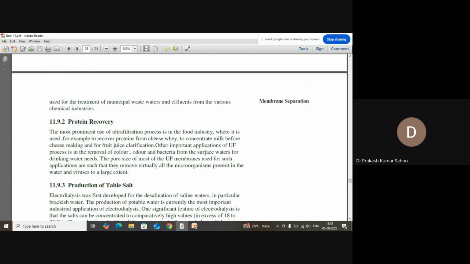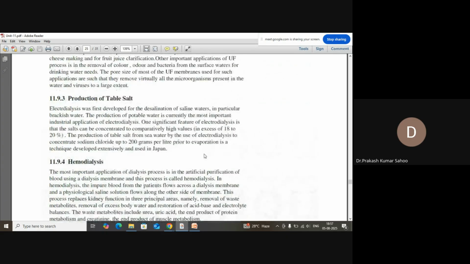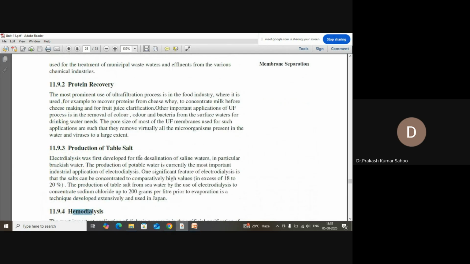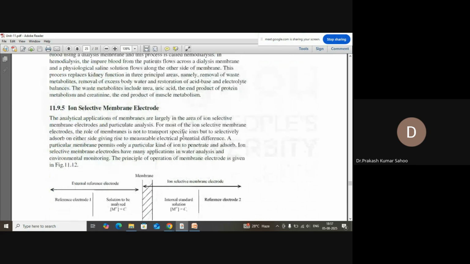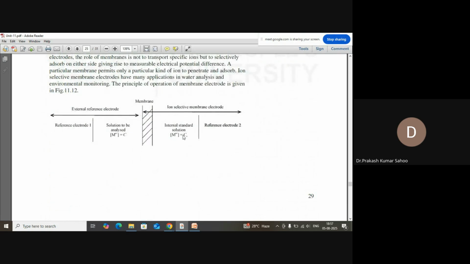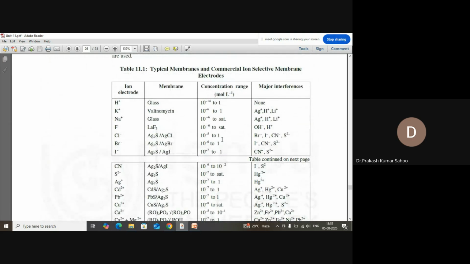Depending upon the type or size of the particle that can be separated from the solution. So hemodialysis is the purification of blood, production of table salt, protein recovery. Then you have the ion selective membrane electrode. On the basis of the ion, the membranes are selected. Then we have the ion electrode, which type of membrane may be used, what the concentration range is, as well as what the major interferences are. For H plus, the glass type membrane is used; for Na plus, the aluminosilicate membrane may be used.